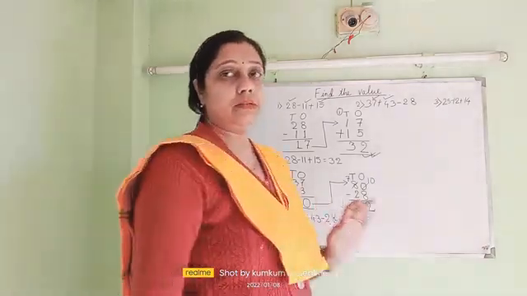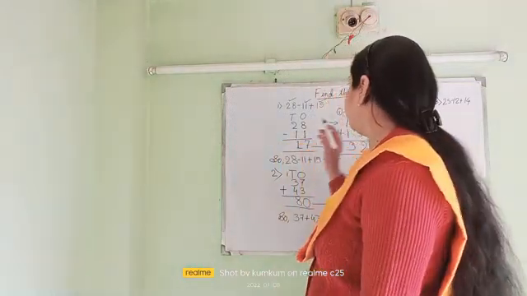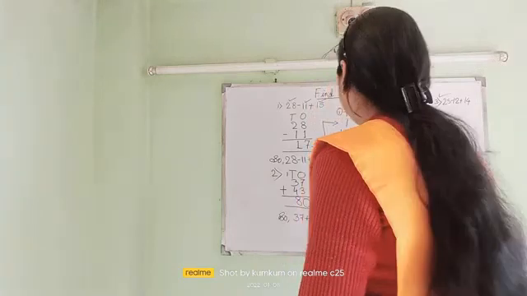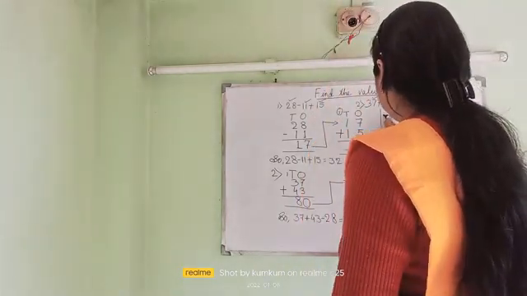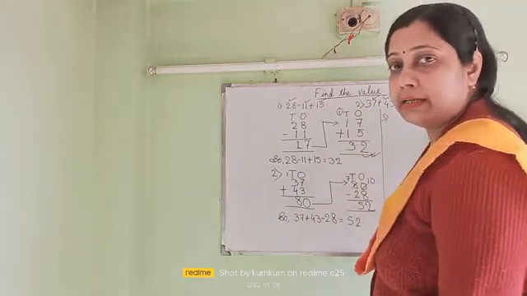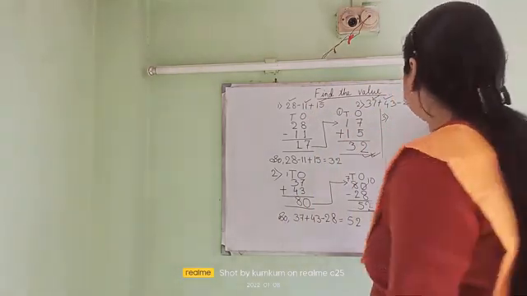Now let us go to the next question, that is question number 3. We will do question number 3 now. Here I am going to do question number 3. I am going to copy. Now 25 minus 12 we will do.